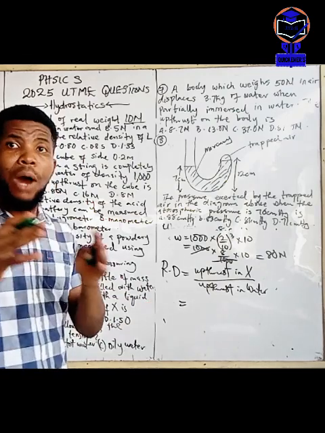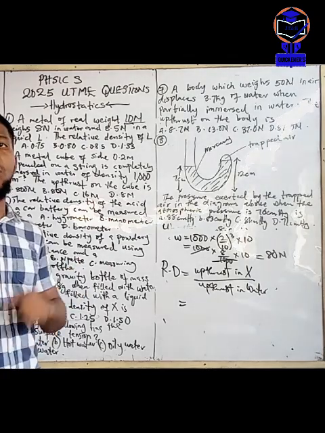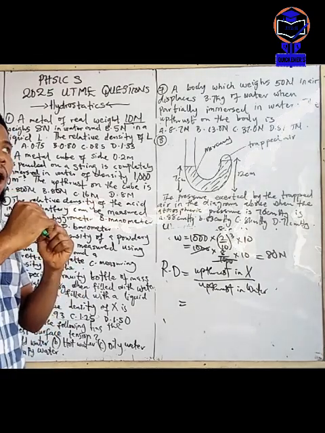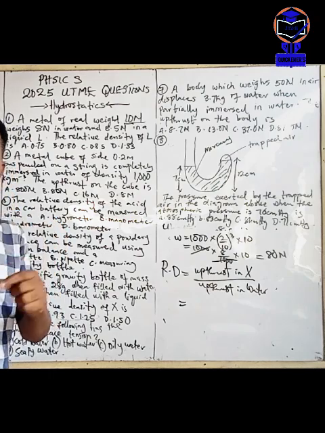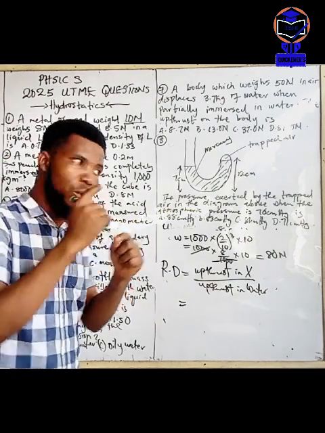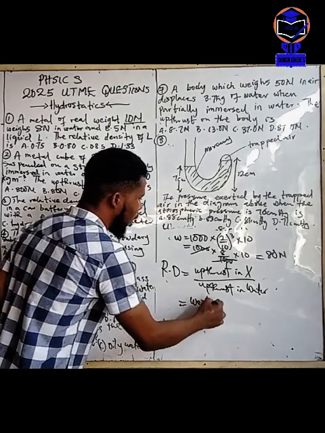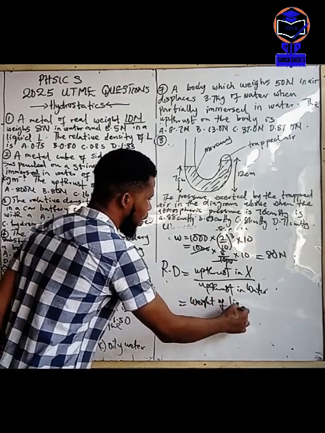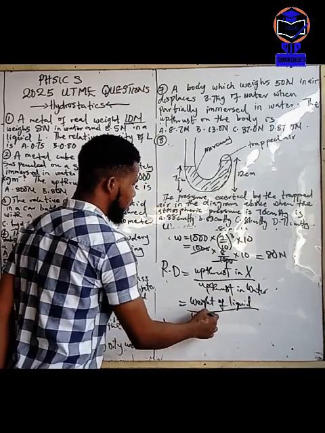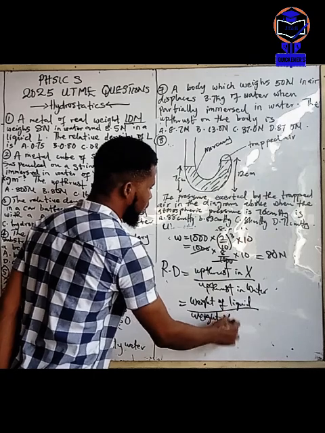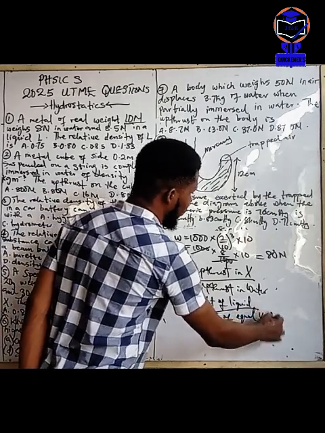That is when you are measuring the weight of a substance inside different liquids. But in this case, we are going to measure the weight of the liquid over the weight of an equal volume of water. So relative density is also the weight of liquid over the weight of an equal volume of water.